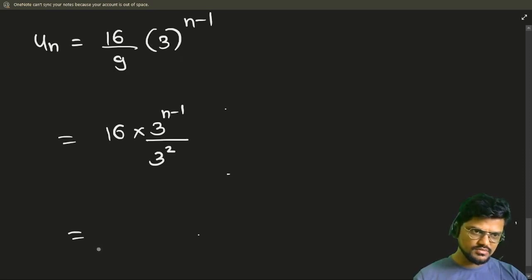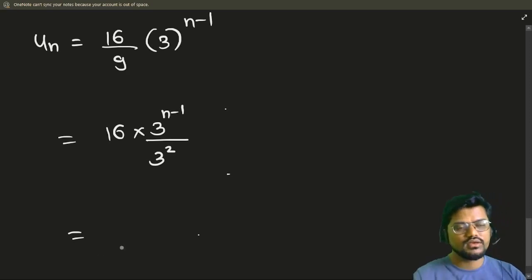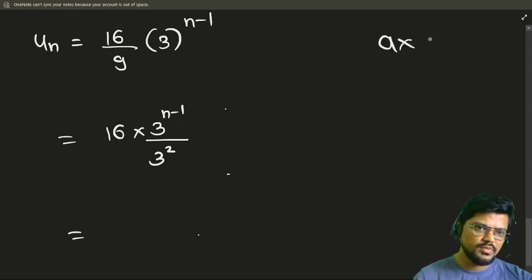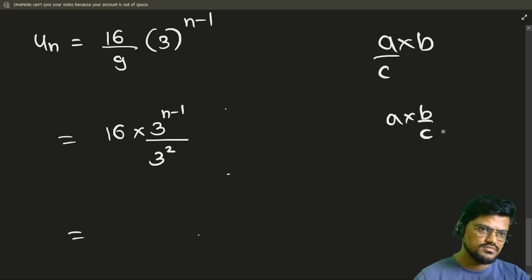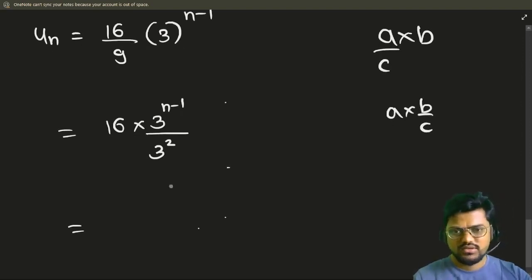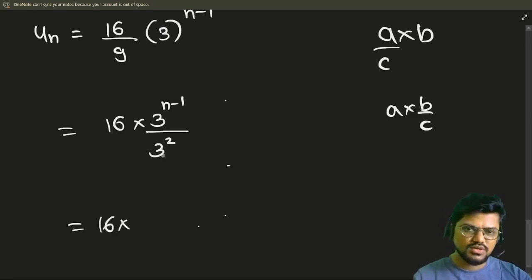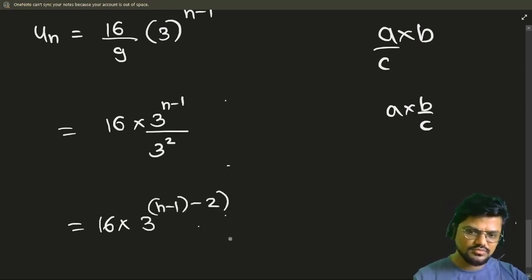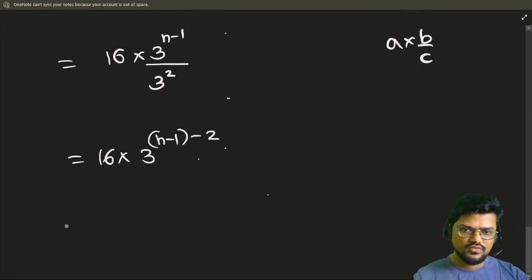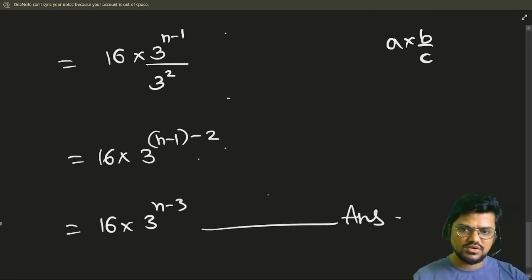Yeah, yeah. If it is A into B upon C, you can write A into B upon C. That's completely fine. Okay. Now this is 16 into this, both are in power. A raised to m upon a raised to n is a raised to m minus n. So 3 raised to n minus 1 minus 2. Fine. Finally, what we get? 16 into 3 raised to n minus 3. This is your answer. This is the nth term.